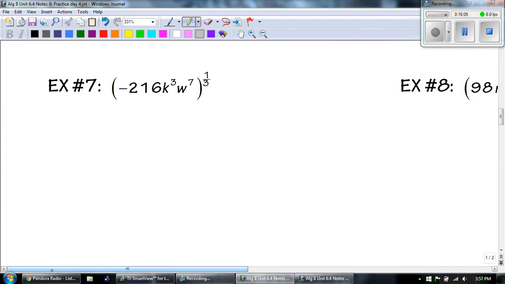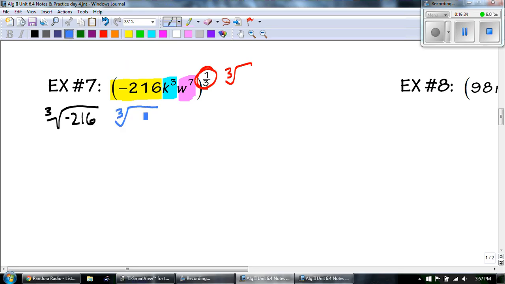All right, and now we are in exponential form. Okay, so I'm going to break this down into the same components because as I do it, I look at my exponent, which is 1/3, which is really the cubed root. Okay, so I'm going to take the cubed root of -216, the cubed root of k to the third, and the cubed root of w to the 7th. Okay?